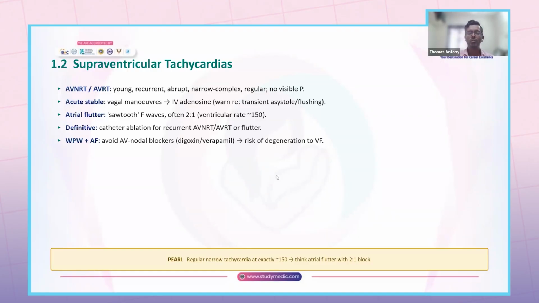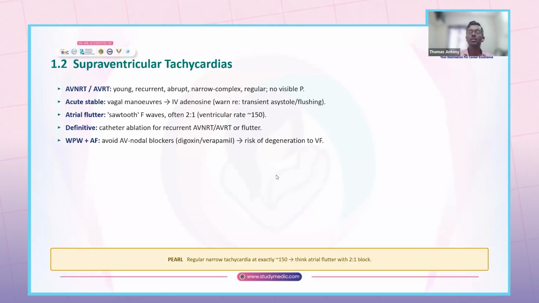So the problem here is we have an accessory pathway. Atrial fibrillation means there is a fast transmission from the SA node to the AV node. In WPW, we have an accessory pathway which carries all the impulses from atria to ventricle. The advantage in AF is that the AV node itself acts as a buffer. It will slow down the conduction.